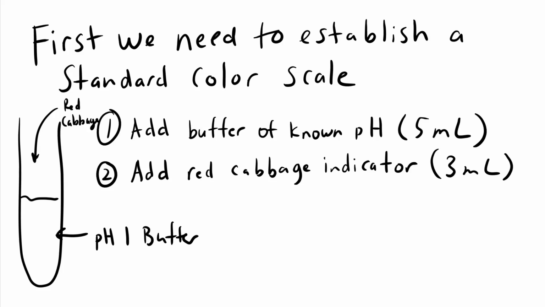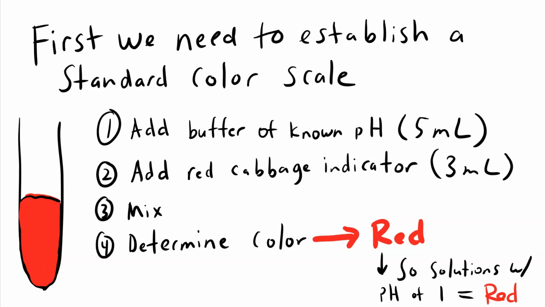Into that known pH buffer, I'll add some of the red cabbage indicator, 3 mLs of that red cabbage indicator, and depending on the pH of that solution, in this case 1, it's going to turn a certain color. So for example, if I add red cabbage indicator to a known pH of 1 buffer and mix it, the color is going to turn red. So from that I can determine that pH of 1 turns red.